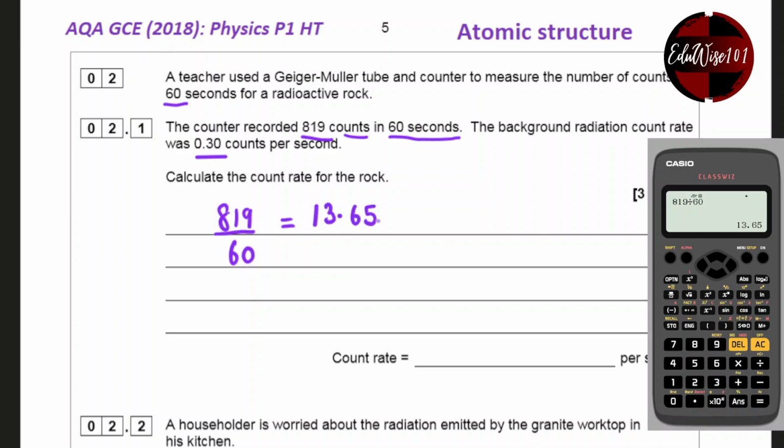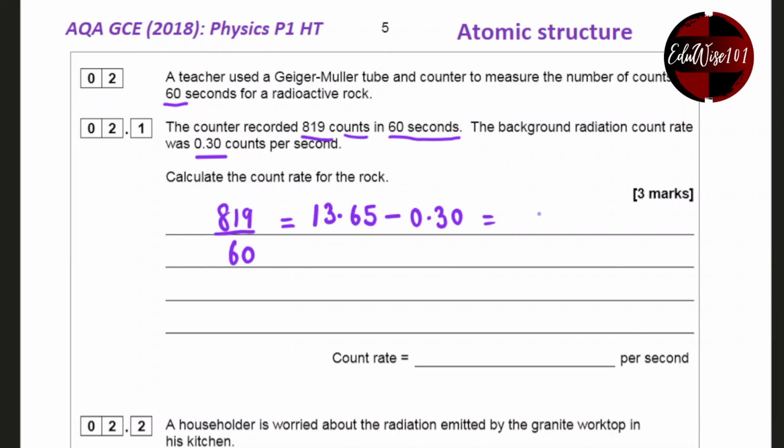13.65. Now that's including the background radiation, so I need to take away the background radiation from this value. So minus 0.3, take away 0.3, and that gives me 13.35 per second.